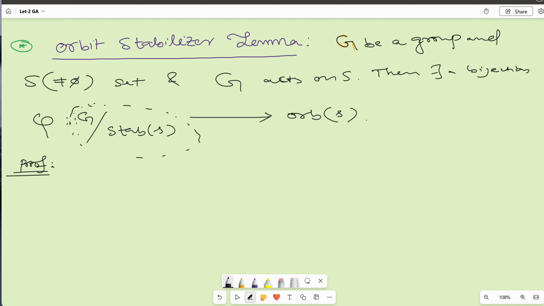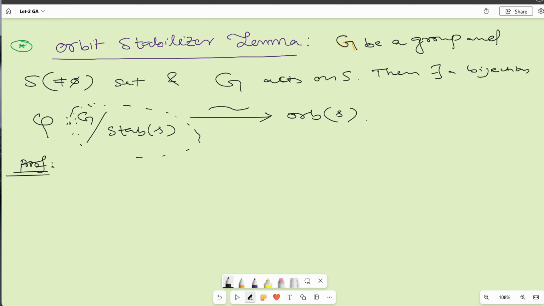So there is a bijection, that means there exists a bijection from G mod Stab S to the orbit of S. That's it. There is no group here. Just G is a group, and Stab S is not necessarily a normal subgroup. So this is called the orbit stabilizer lemma. Let's see the proof.